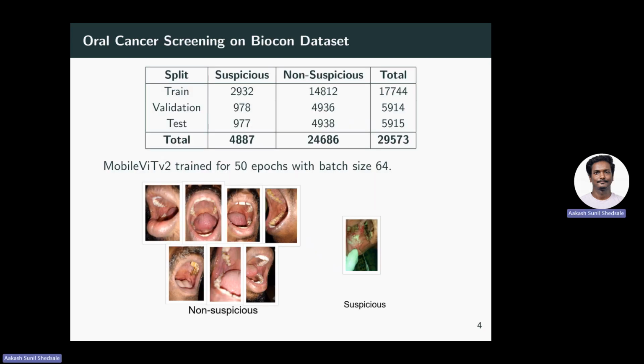Then I conducted a few experiments on one imbalanced dataset, whose description is shown on the screen. It is an oral cancer screening dataset received from Biocon Foundation. It has a total of 29573 images, of which 4887 images belong to the minority class and 24686 images belong to the majority class. Some examples of images from the dataset are shown on the screen. I conducted these experiments on the MobileViT V2 model. I trained this model for 50 epochs with a batch size of 64 with the Adam optimizer.